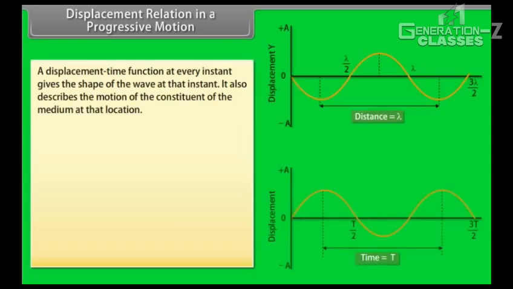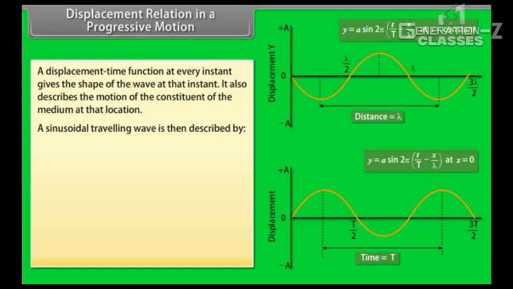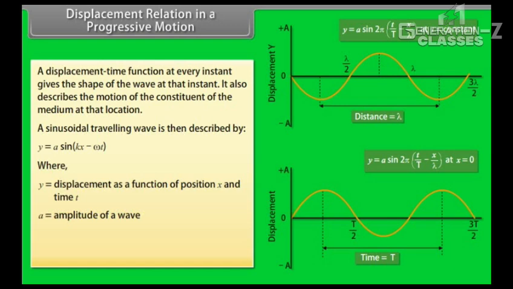Displacement relation in a progressive motion. A displacement time function at every instant gives the shape of the wave at that instant. It also describes the motion of the constituents of the medium at that location. A sinusoidal traveling wave is then described by y = a sin(kx - ωt), where y is the displacement as a function of position x and time t, a is the amplitude of the wave, ω is the angular frequency of the wave, and k is the angular wave number.